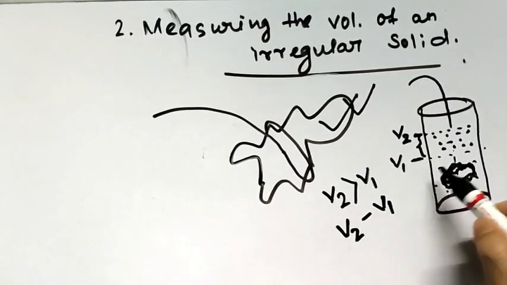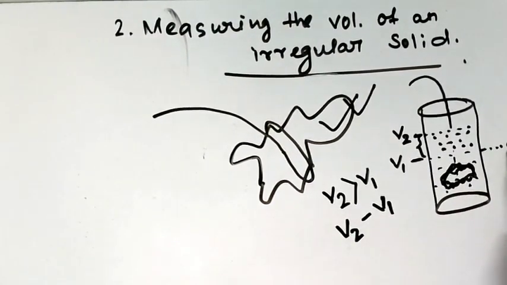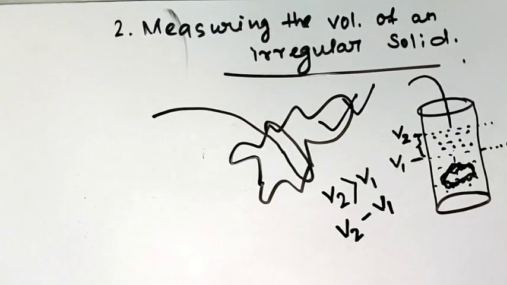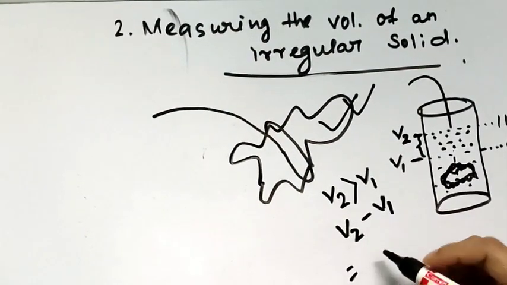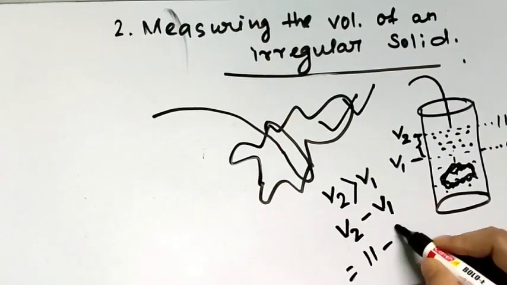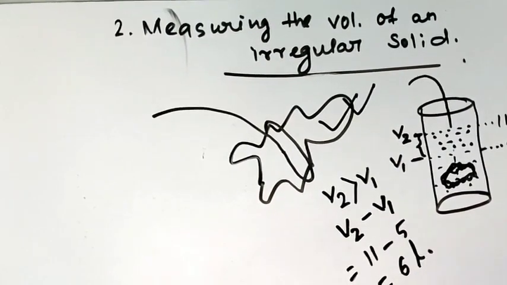Suppose, let's take an example. Suppose V1 is at say 5 liter and V2 is at say 11 liter. So the volume would be 11 minus 5, that means 6 liter.